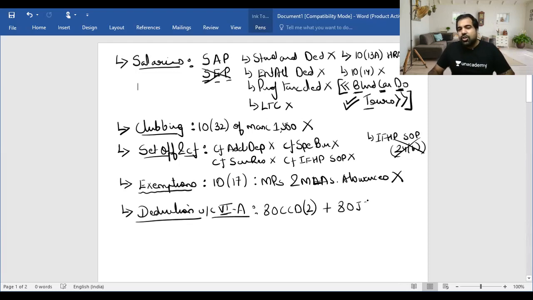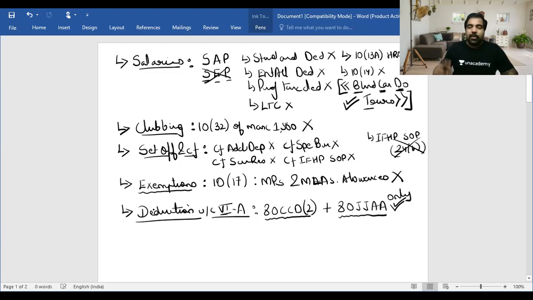Plus 80JJAA, job add, only these 2 are allowed. Remaining, nothing is allowed. So here we'll see the opposite, which are allowed: only these 2. The intention is the government wants people to at least contribute some part to NPS, and hence the employer's contribution is allowed. And the government wants people to have jobs. Remember the job added. So hence these 2 are allowed. Otherwise, no deduction is allowed under Chapter VI-A.